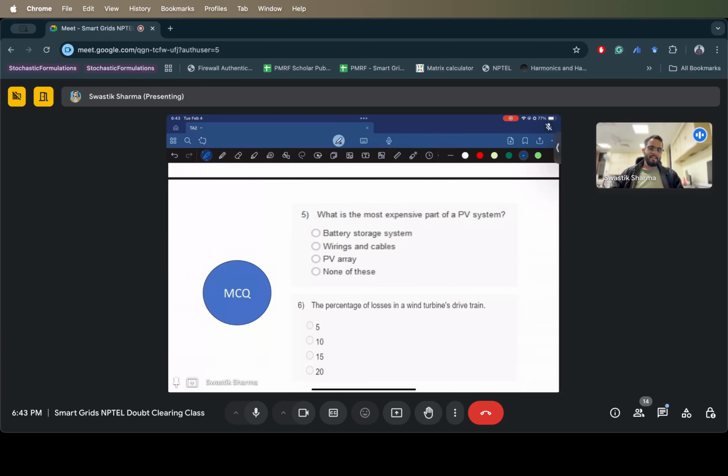Think about it before giving the answer. This is a very good question. PV array. Right, PV array is the most expensive part of the PV system.